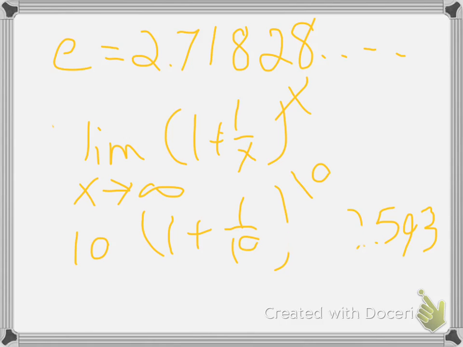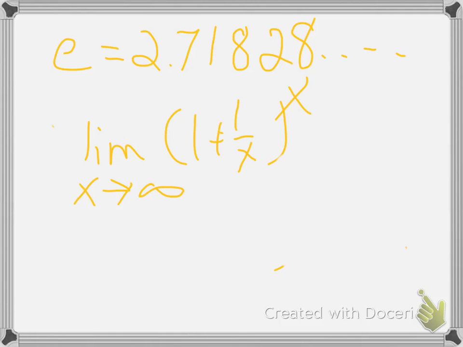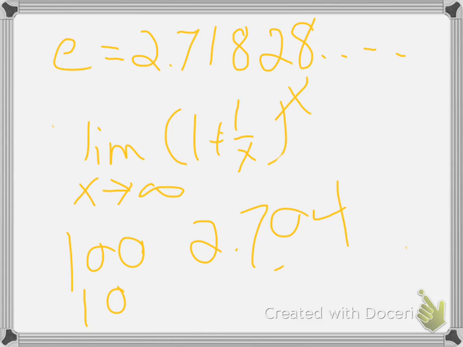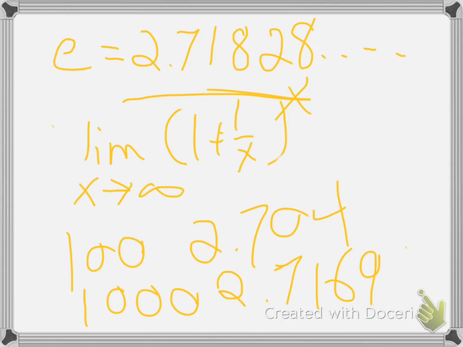Let's try a larger value, because remember, x is getting closer and closer to infinity. If I entered 100 into this function, I'd get 2.704. And if I enter 1,000, I get 2.7169. So we're getting closer and closer to our value 2.718. So e is actually defined as the limit as x approaches infinity of (1 plus 1 over x), all raised to the x power. So we connected our limits with e.